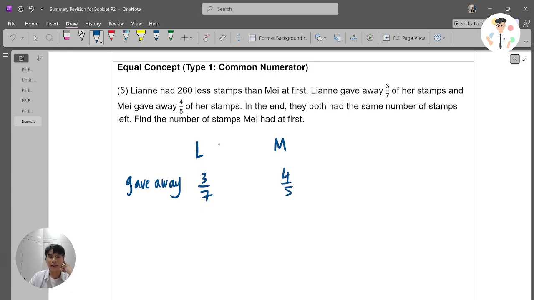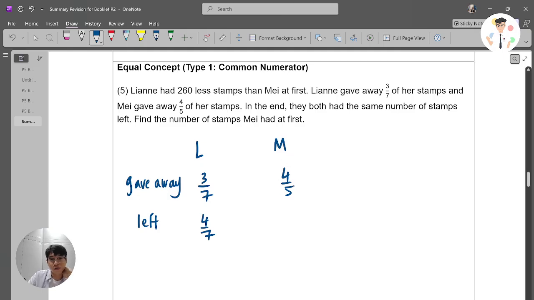Now, this guy gives away 3 over 7, and this guy gives away 4 over 5. If they give away 3 over 7, what will be the part that is left? If I give 3 out of 7, I will be left with 4 out of 7. Correct? And if I give out 4 out of 5, what will I be left with? 1 out of 5. Make sense? Because I give 4 out of 5, so I'm left with 1 out of 5.